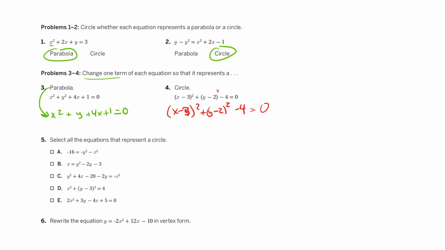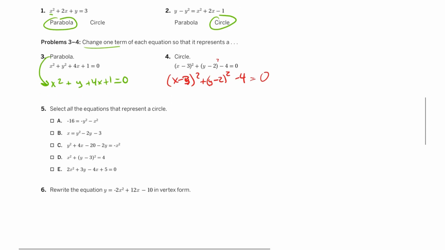For number 5, select all equations that represent a circle. Again, I'm just looking for anything that has both terms being squared. B is not one because y is squared, but x is not. Both of these ones are squared, so I'd say C.